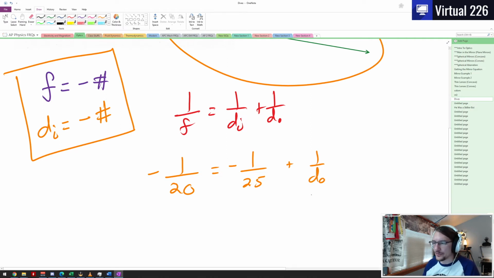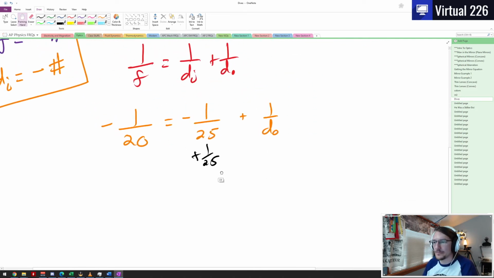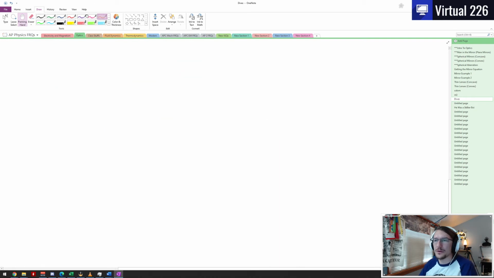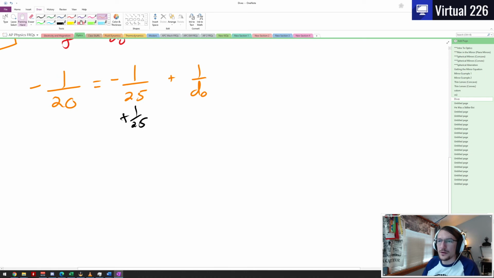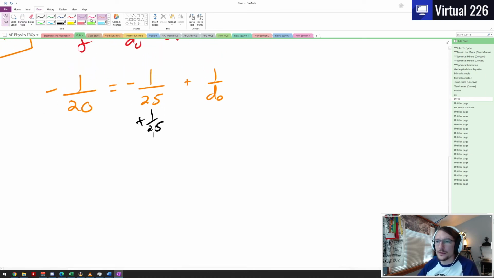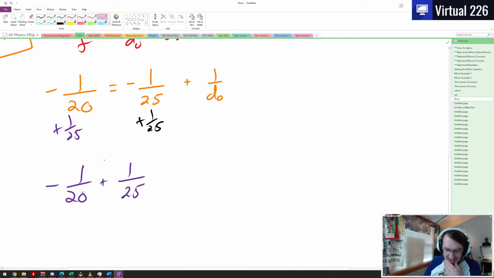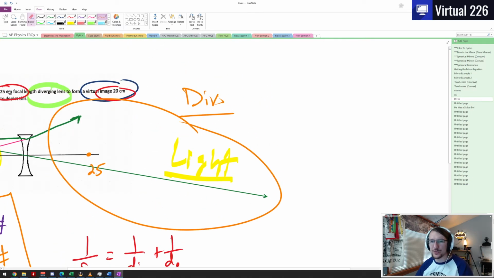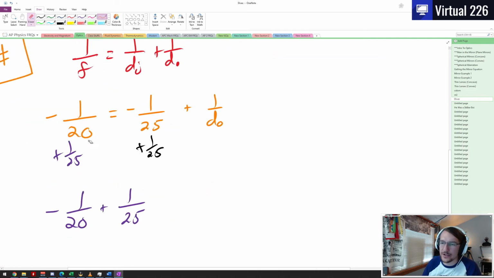If we want to go ahead and solve this for do, we can add 1 over 25 to each side. So we have negative 1 over 20 plus 1 over 25. Or did I have that backwards? What was it? The image is 20, the focal length is 25. Oh, I had that backwards. I knew something was weird.